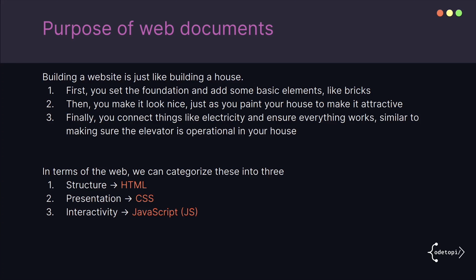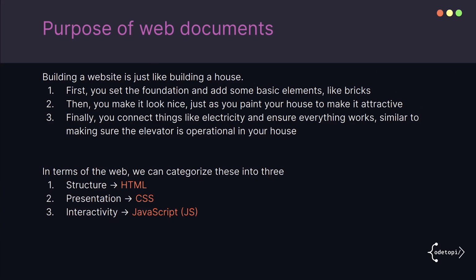And then let's go back to our house. So after putting our bricks and our structure, we need to paint our house and make it look attractive. Now, when you come back to the web realm, right, it's known as the presentation part of web development. So that is where we use CSS, cascading style sheet. We use CSS to make our website attractive, right, and also make it look nice.